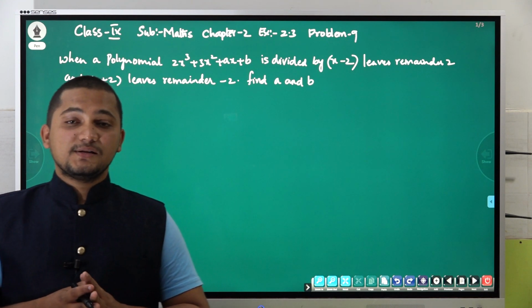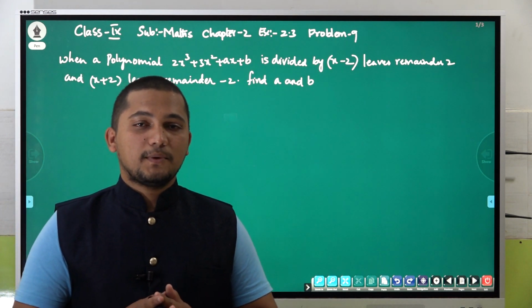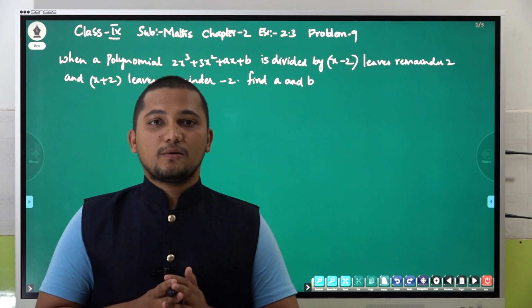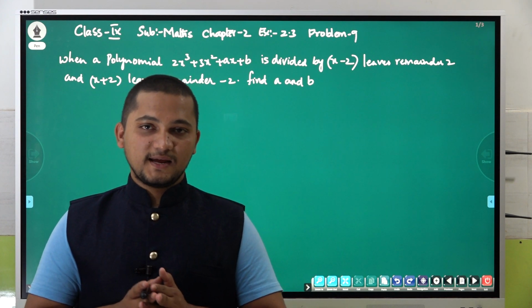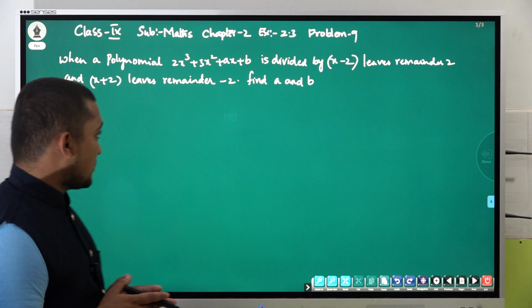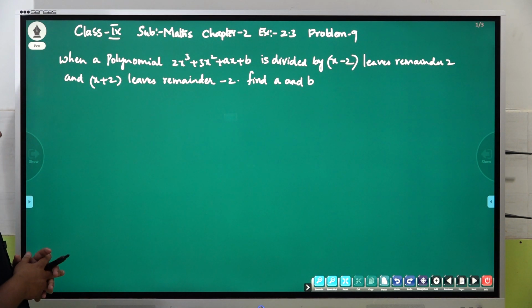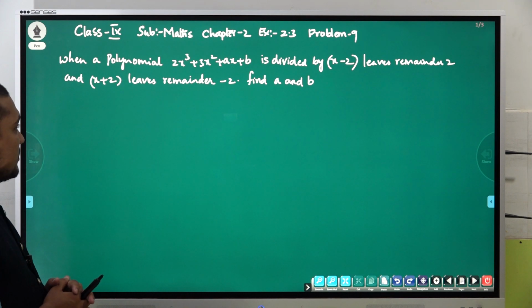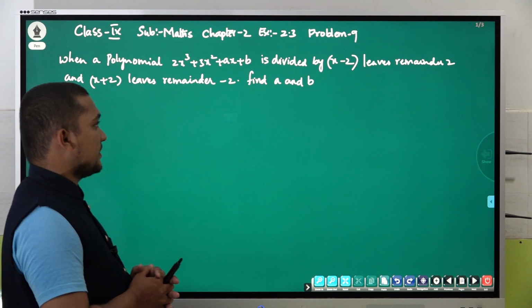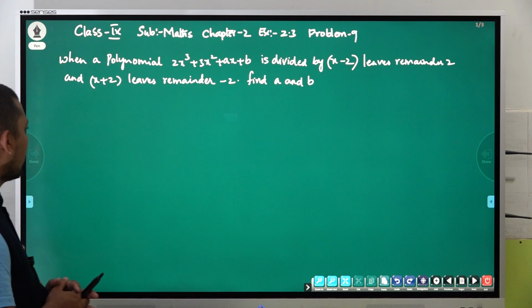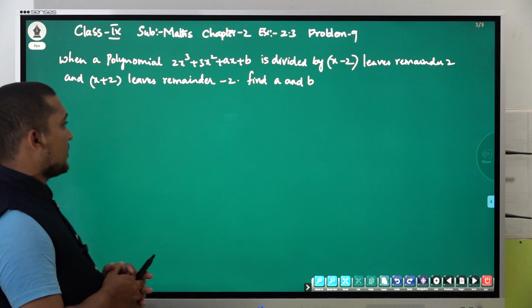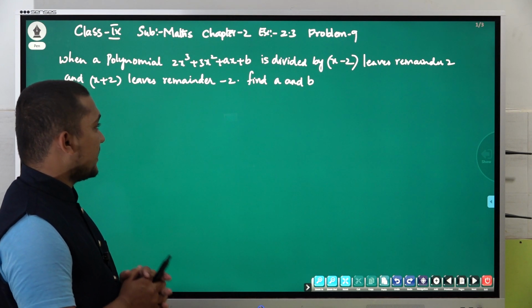In this session, let us discuss one of the important problems from polynomials and factorization of class 9 mathematics, from exercise 2.3, ninth problem. When a polynomial 2x cube plus 3x square plus ax plus b is divided by x minus 2 leaves remainder 2, and x plus 2 leaves remainder minus 2, find a and b.